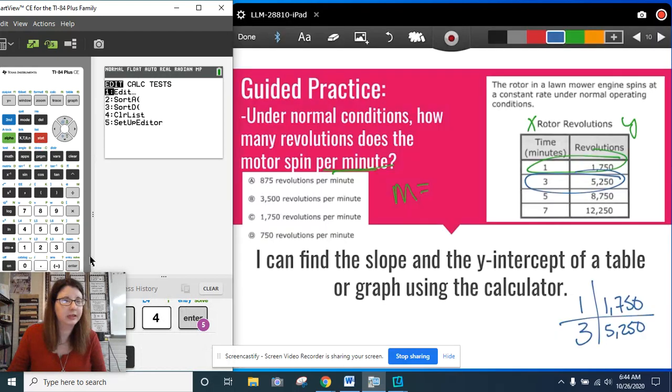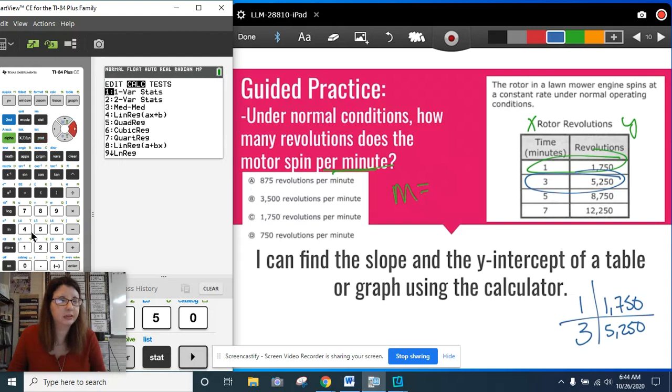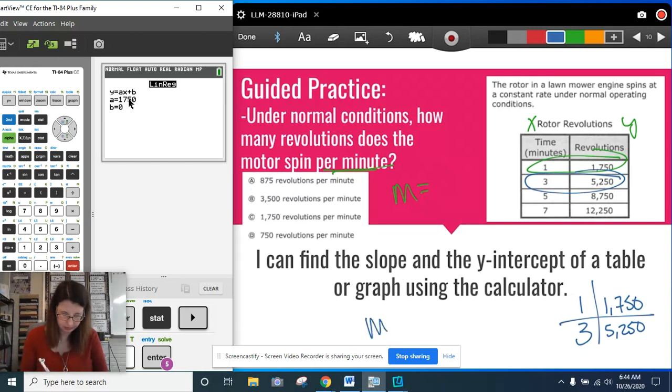So stat, I'm going to enter for calculate. I'm going to put these numbers in, 1 and 3. Then I toggle over to my y values, 1750, hit enter to go down, 5250, hit enter. Do they look the same? They do. Stat, over to calculate, the number 4, enter, enter, enter, enter. And my rate is 1750. And I see that my y-intercept is 0. The answer is C.